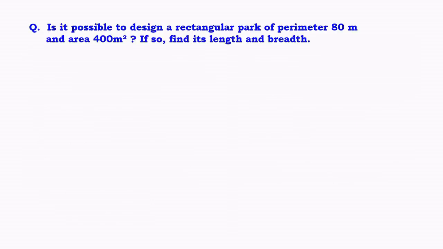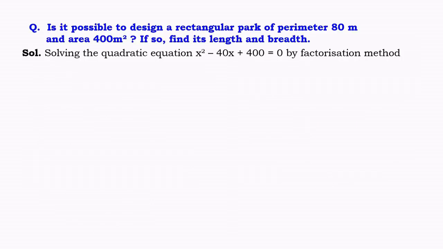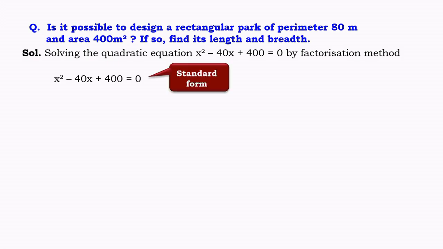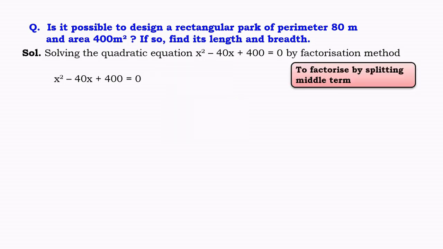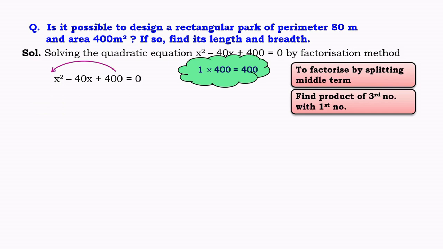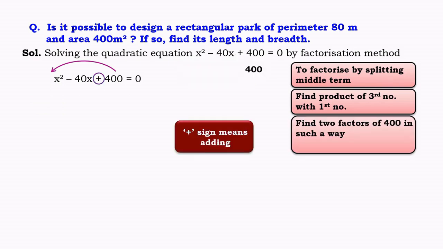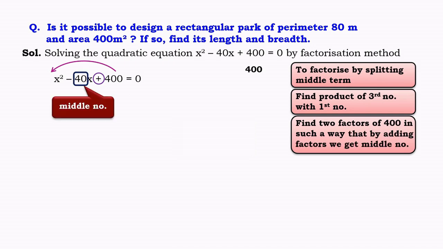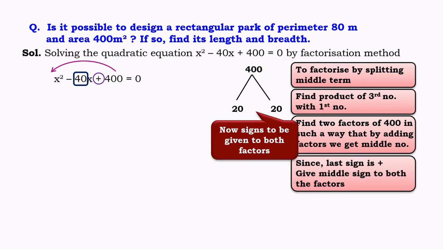We have obtained the quadratic equation x square minus 40x plus 400 equals 0. This equation is already in standard form. Now, let us solve it using the factorization method. For factorization by splitting the middle term, we need to find two factors of 400 whose sum is equal to minus 40. The required factors are minus 20 and minus 20. Since the last sign is positive and the middle term is negative, both factors will be negative.